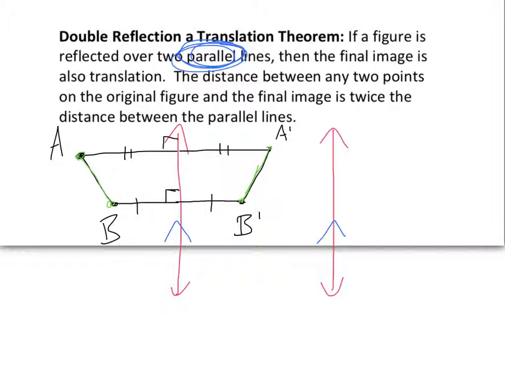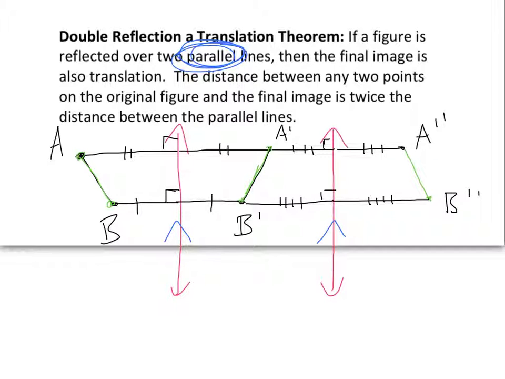Now we're going to take that A prime, B prime, and reflect it over the next parallel line. In order to do that, do the same thing. Reflect it. These have to be the same. That'd be A double prime, and same for B, and there's B double prime. Connect those, and we see that if you do this double reflection over parallel lines, your final result from beginning to end is just a translation.